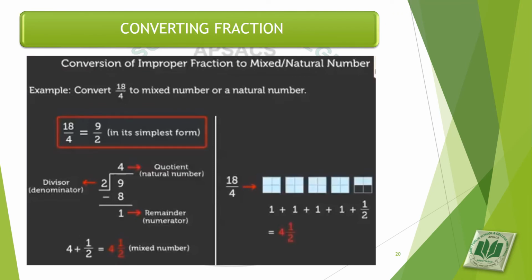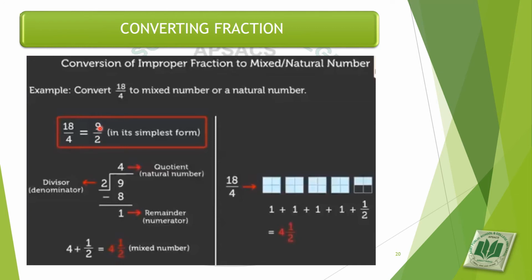Here is another example, that is convert 18 by 4 to a mixed number. Now students, you can see here we have the fraction 18 by 4. First of all, we will convert this fraction into its simplest form. You can see here that 2 is the common factor of these two numbers. So we divide these two numbers by 2. We get the answer 9 by 2, which is our simplest form.